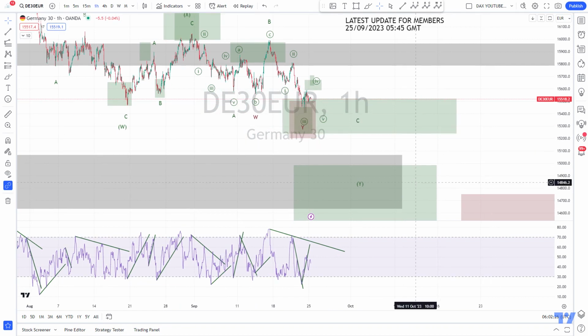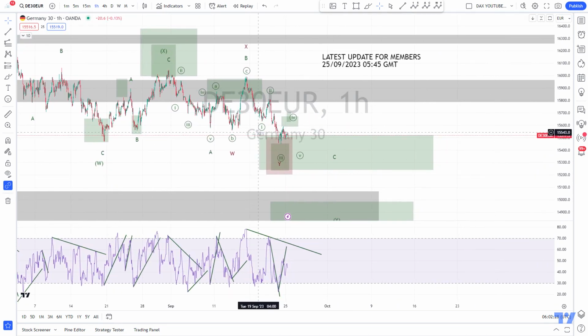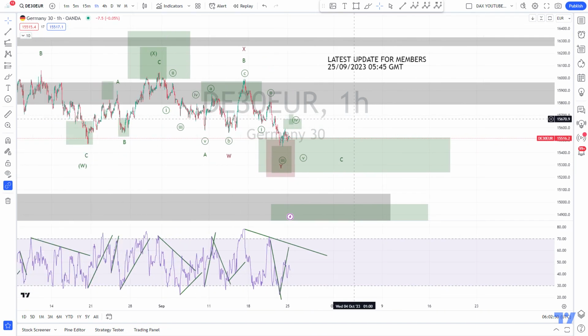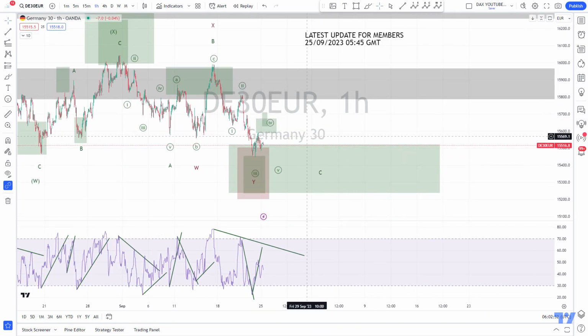If we have to go to this area, I would expect that we do it as a WXY pattern, for instance, and then this is the W, then we need the wave X, and then 1, 2, 3 as a wave Y. And so this wave X I'm talking about can unfold as an ABC, and then this impulse here can be your wave A.